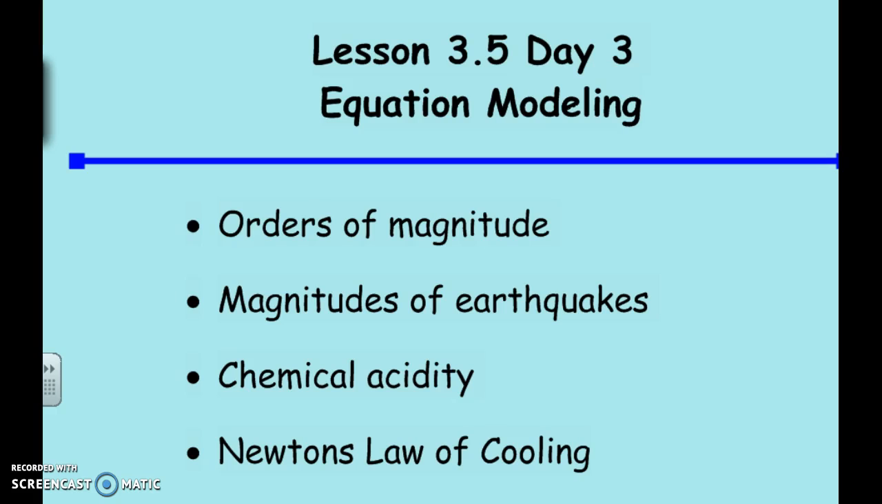So lesson 3.5 also includes equation modeling. Not only are we solving equations, but we're also going to be talking about some situations where logarithms show up in our world. There actually are a lot of different scenarios where they show up. We have talked about some of them in the past, but some other areas would be orders of magnitude, magnitudes of earthquakes, so how strong was the earthquake? Chemical acidity, you would have seen that in your science classes. Those are oftentimes base 10. And then Newton's law of cooling is another one that exists.